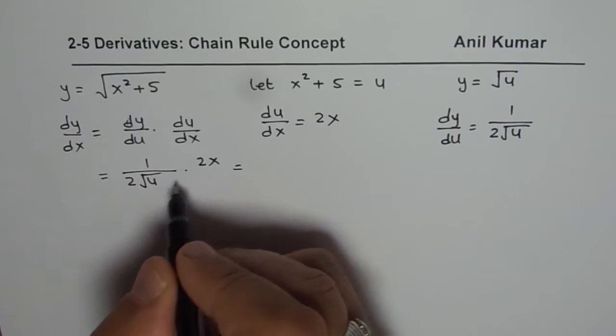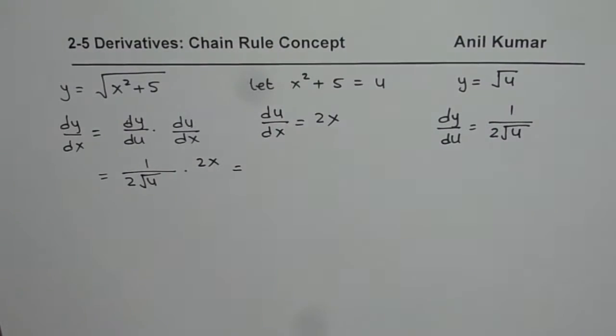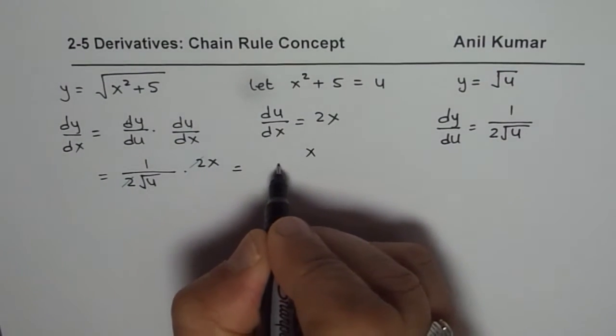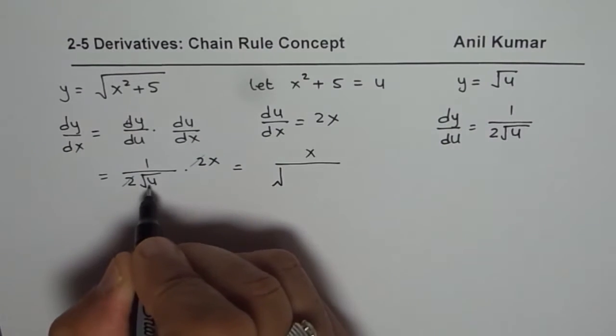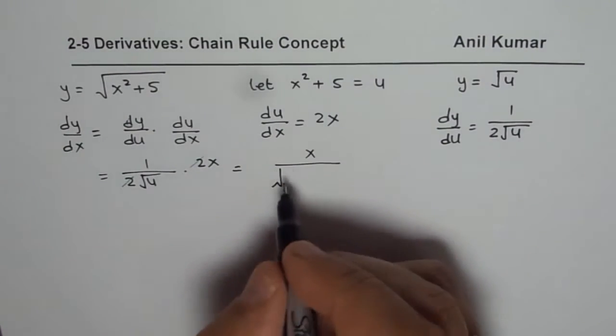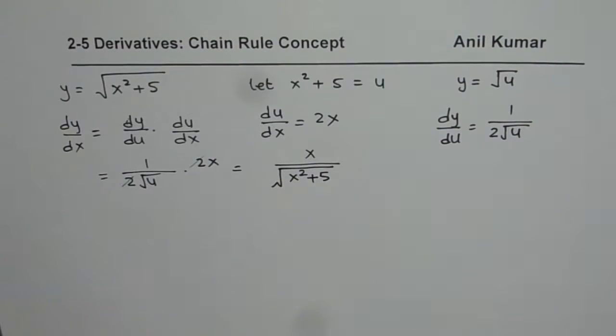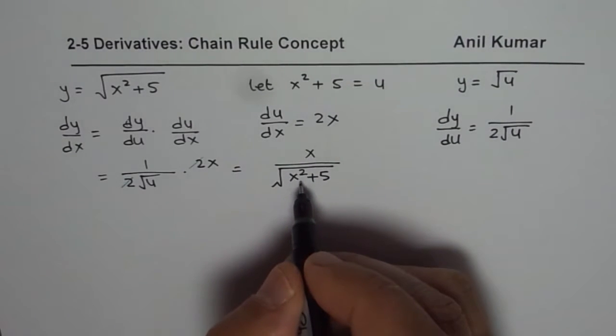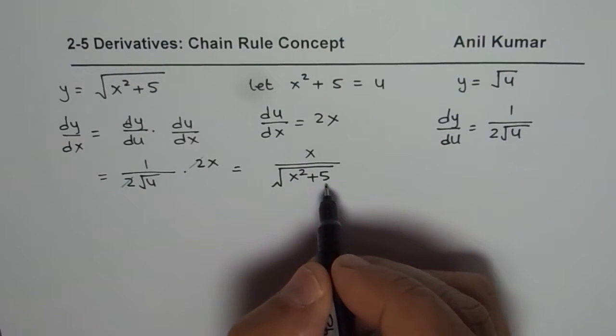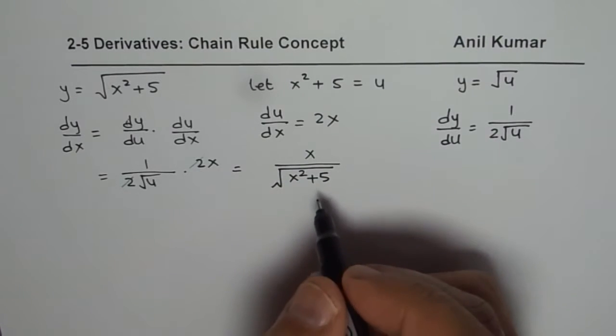So now we can combine these two and simplify a bit. Simplifying, we could write this as x over square root of u, where u is x squared plus 5. Do you get the idea? So dy by dx, or the derivative of y, is x over square root of x squared plus 5. So that is the answer for the given question.